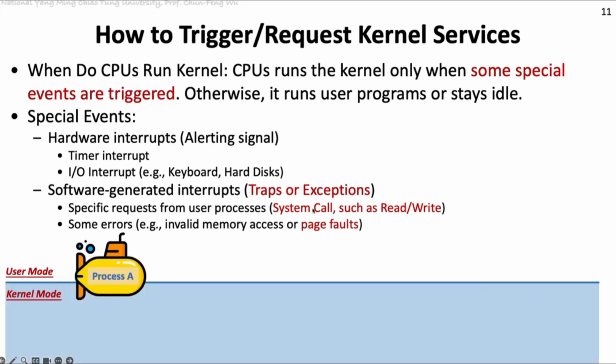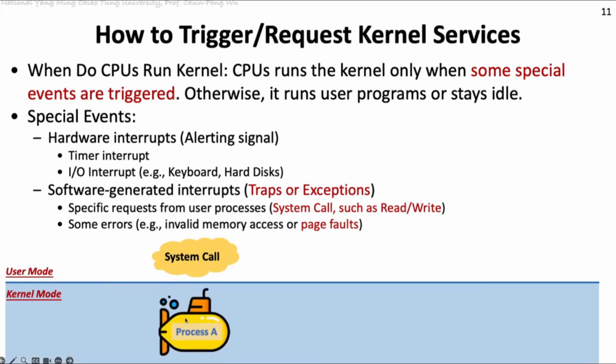Okay, so coming back to our toy example here. The same thing, we have a submarine, which means process A. Process A is now running in the user space. User space means the CPU is in user mode and is running the program related to this process A. So when process A needs to read a file, write a file, or do some other system call stuff, the CPU will switch to kernel mode because it needs to execute the system call handler. The system call handler is part of the operating system, so the CPU should switch to kernel mode to execute it.